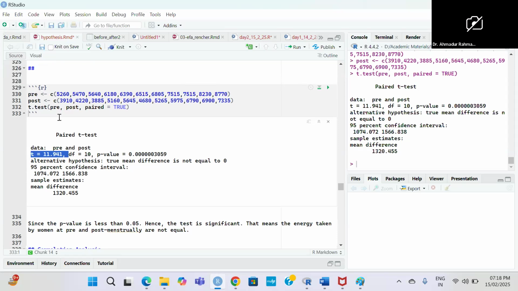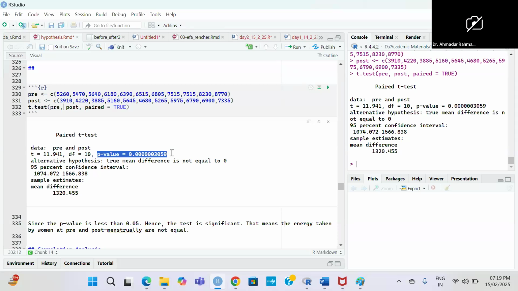So see, the pre variable is written first, and the value of t is positive, so that means the pre value is more than the post value, and the p value is 0.0000, so that means this is highly significant. And when our test is highly significant, we reject the null hypothesis, and when we reject the null hypothesis, that means pre and post energy taken are different. So women are taking more energy premenstrually than postmenstrually.